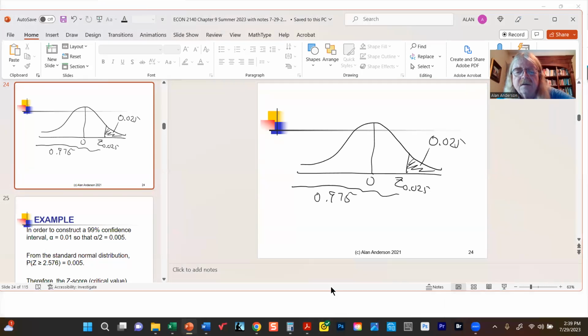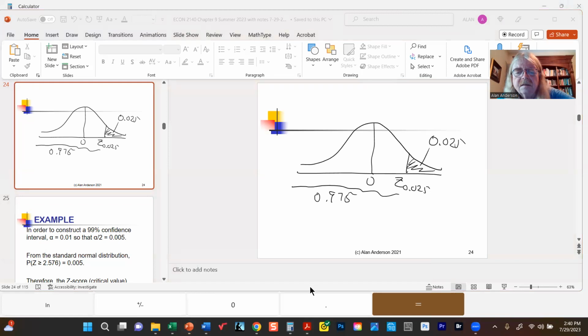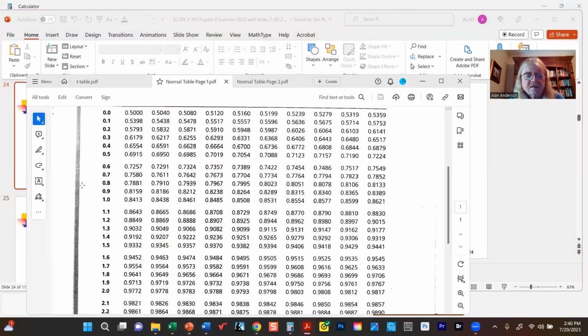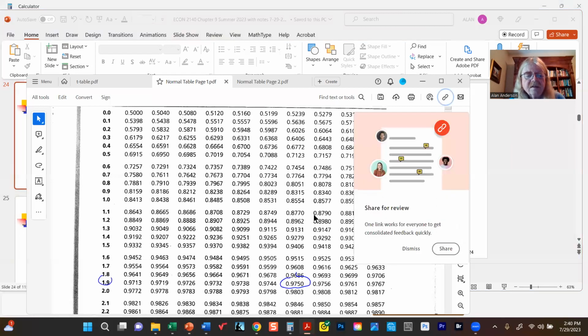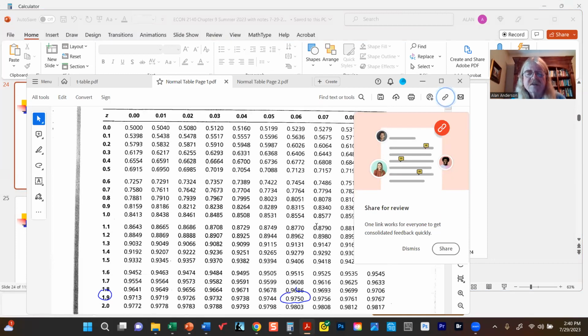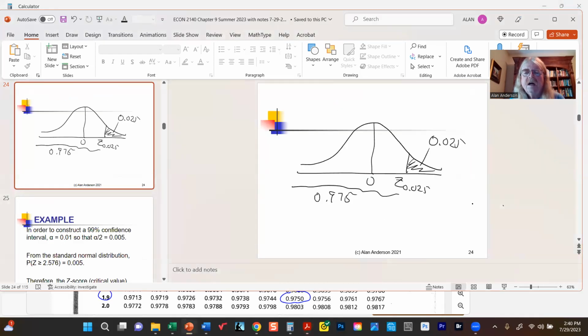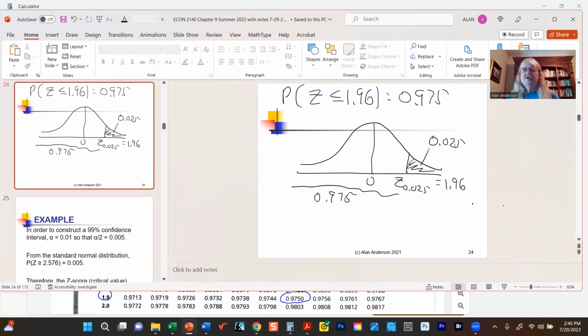Let's do that right now. So look for 0.975. That's going to be, here it is. And that gives me 1.9. And then on the top, it's actually 0.06. There you go. You can see it now. So that means this z-score is 1.96. Or think of it this way. The probability that z is less than or equal to 1.96 is 0.975. And you can confirm that on your calculator.